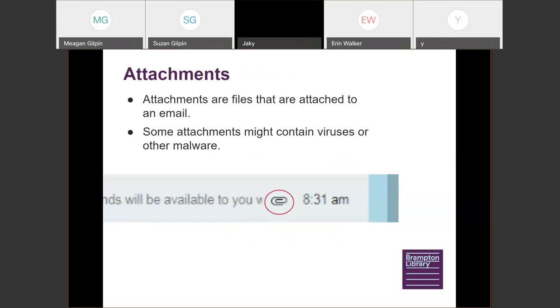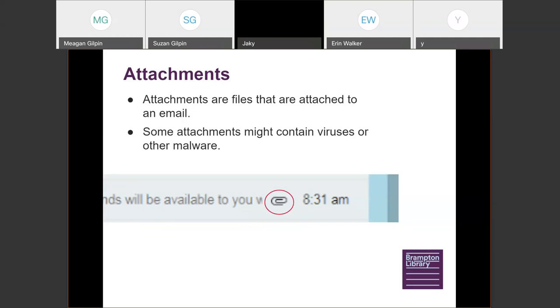So attachments are files that are attached to an email. They're usually marked with a paperclip icon, and some attachments may contain viruses or other malware. We've often heard of people opening a malicious email attachment and then their computer gets compromised. And that's another reason why it's important to not be storing your passwords on your computer, because it could be something as simple as that you accidentally click on a bad attachment, and then that person has access to all of your information on your computer.